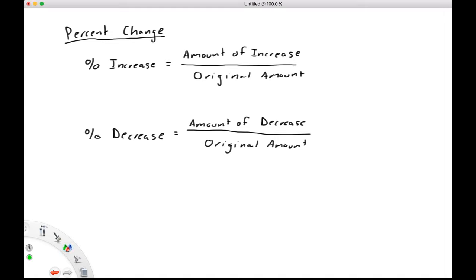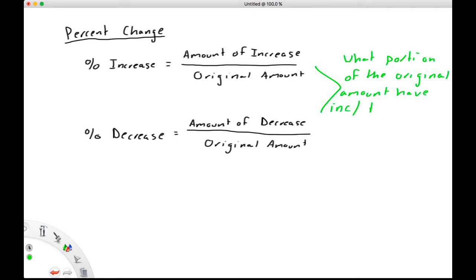And essentially when we talk about these two things, we're talking about what portion of the original amount have we increased or decreased by. And specifically when we're talking about percents, when we do what portion of a whole, we represent that out of 100 and say percent, per 100. So let's look at an example.